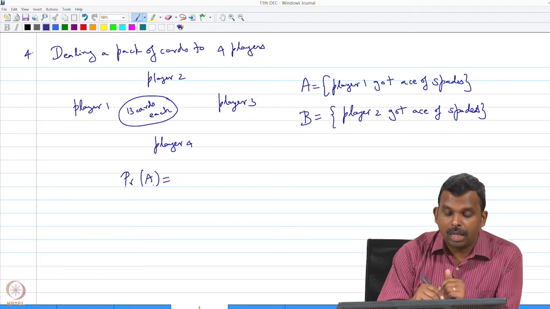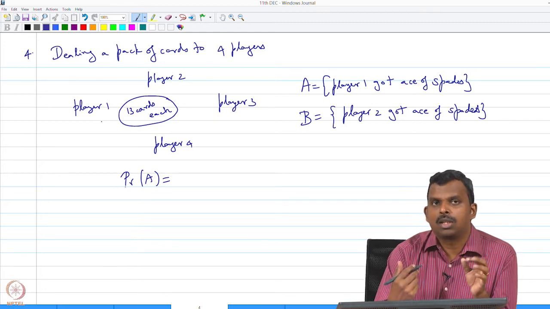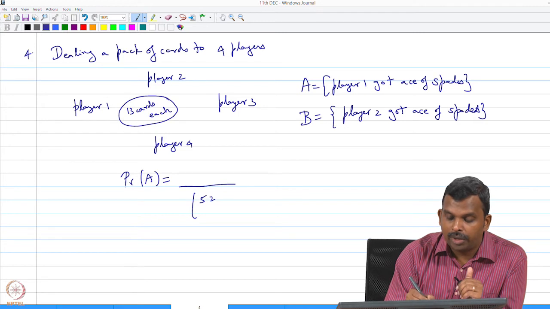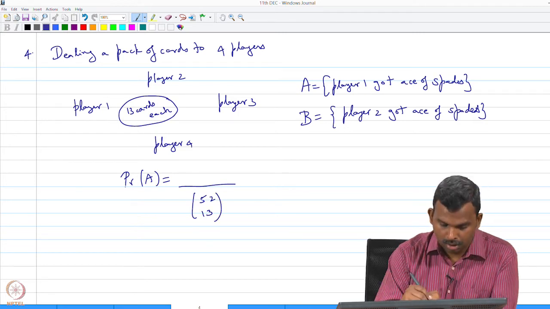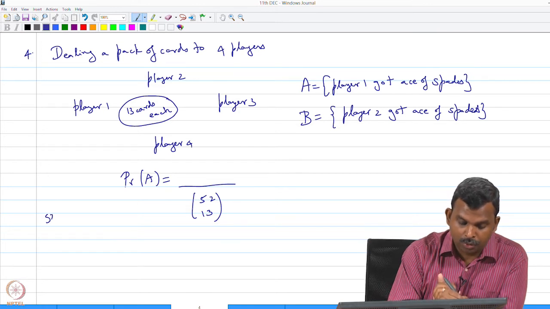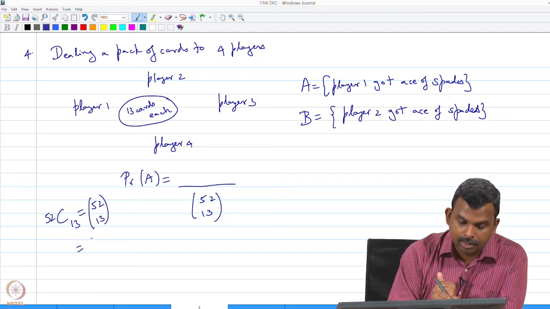So, if you look at what cards player 1 can get, there are 13 different cards out of the 52 he will get, okay. So, all of them are equally likely. So, you will have a 52 choose 13 in the denominator. Remember once again, what is my notation? Some of you write it as 52C13, okay. So, combinations of 13 from 52, I will also write it like this, okay. What is this? This is 52 factorial by 13 factorial times 39 factorial, okay.